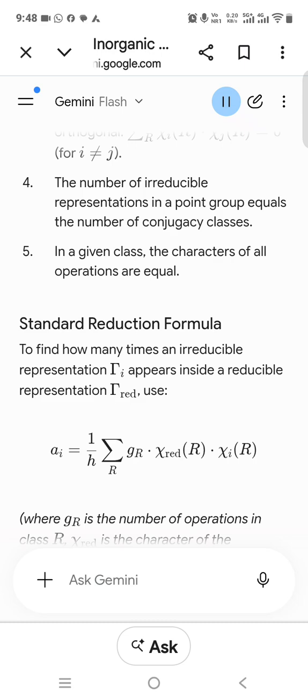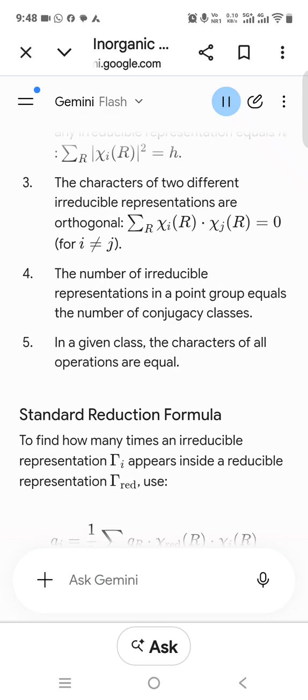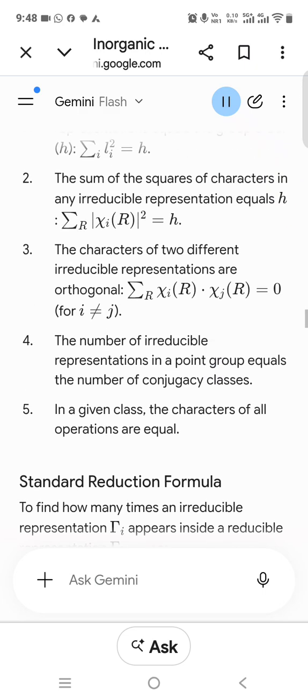Identity, E: doing nothing, a 360° rotation. Example: all molecules. Proper axis of rotation, C_n: rotation by an angle θ equals 360°/n. Examples: C_2 in H_2O, C_3 in NH_3.